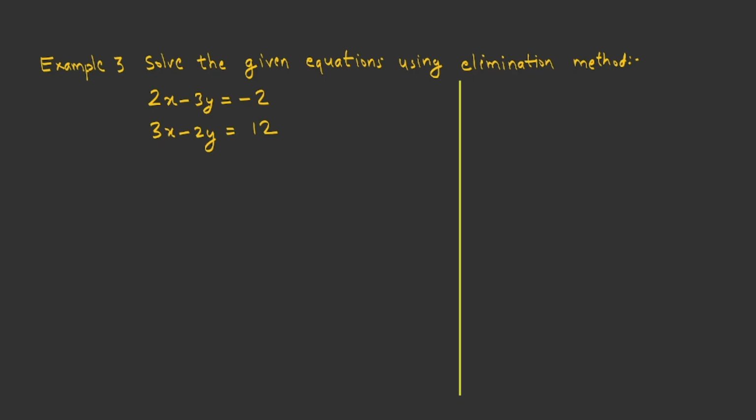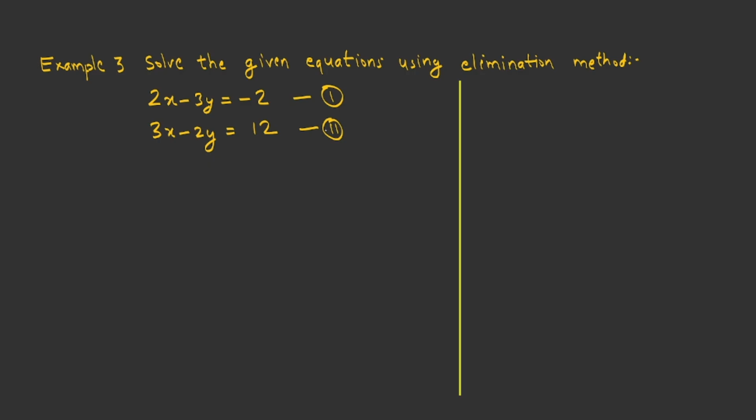Let us see example 3. Solve the given equations using elimination method. 2x minus 3y equals to minus 2. Name it equation 1. 3x minus 2y equals to 12. Name it equation 2. Now you can see here neither the coefficient of x nor the coefficient of y are equal. So it is up to you to decide which variable you have to remove, which variable you want to eliminate.